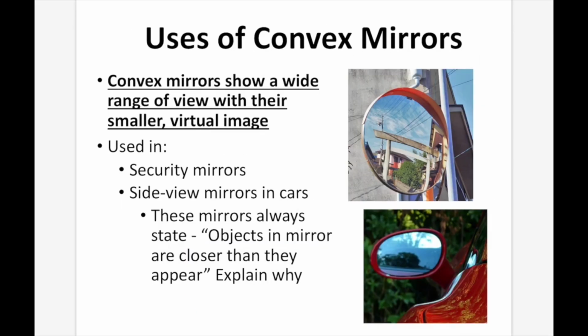Now what are some uses of convex mirrors? Well, you've seen a lot of these. If you go to some kind of convenience store, you'll see mirrors that look like this located in the top corner so the owner can see around his or her store. And you can see these mirrors in cars. Now, the funny thing about car side view mirrors is that they always say objects in mirror are closer than they appear. So I want you to pause the video and think about why that is. Why are images in a car's side view mirror always closer than they appear?